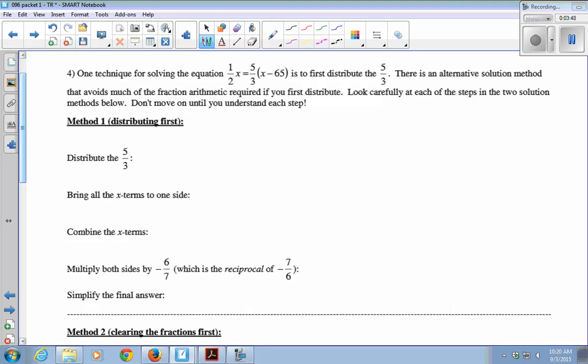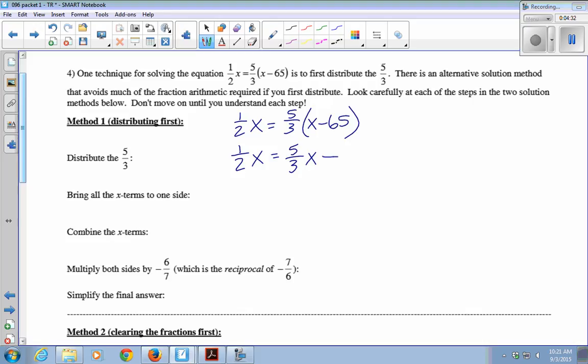Now in your packet, this is already written down, but I'm just going to write it out. So you could jot it down on the side, or you can just follow along with what's written in the packet. Okay, so if I start with my equation, 1/2 x, I don't really like this green color. It's hard to see. So 1/2 x equals 5/3 times x minus 65. I'm going to start by distributing that 5/3. So my left-hand side doesn't change at all, 1/2 x. 5/3 times x is 5/3 x. And 5/3 times negative 65 is going to be negative.